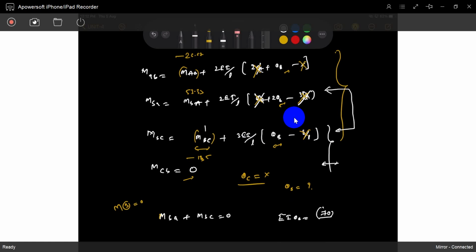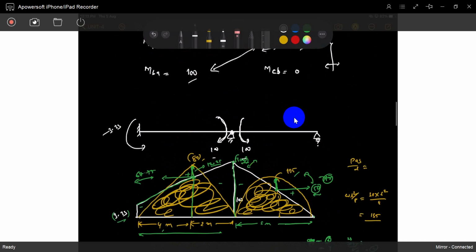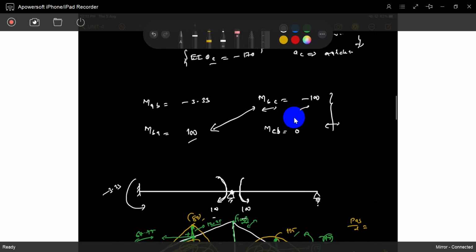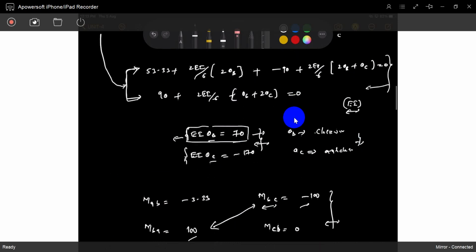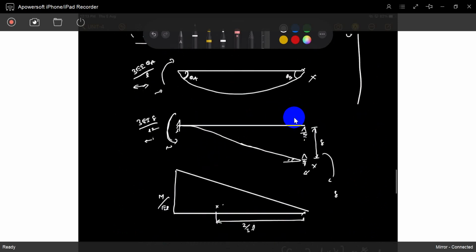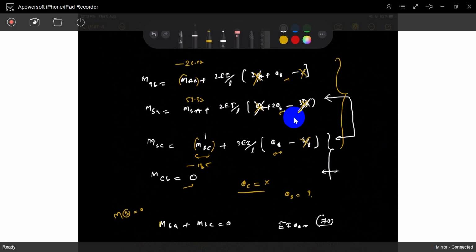Otherwise, you can check it. You will get the same value of EI theta B as what you got previously. You will get it like this. So that's it. Once you have that value, you place this EI theta B into this value, this value, this value. You will get the same answers.